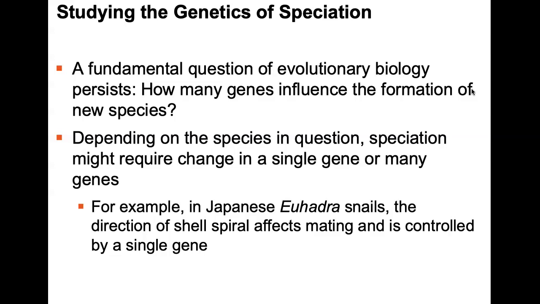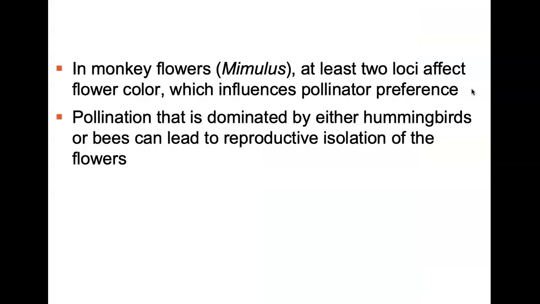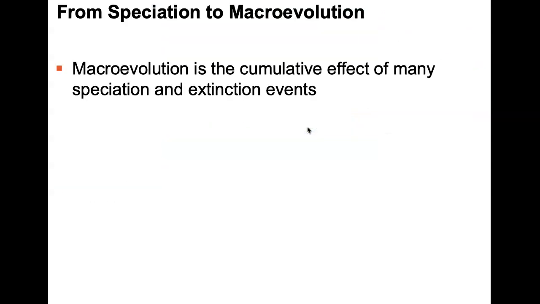If their shell is spiraling in another direction, and that influences where the reproductive organ is, then they're not going to be able to mate. But other times there could be more than one gene, or even way more than that, changing before the two populations can become two different species.